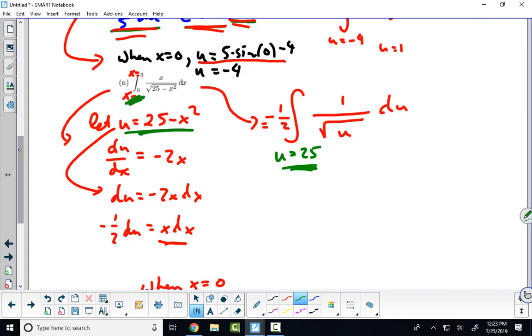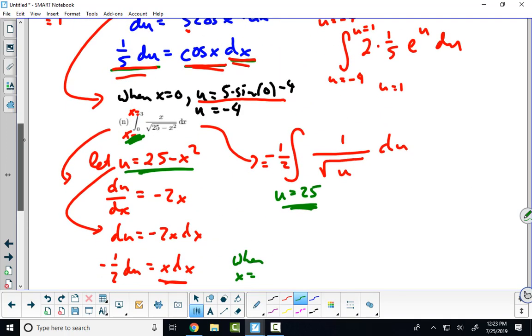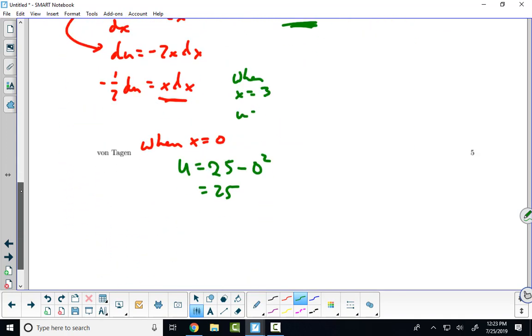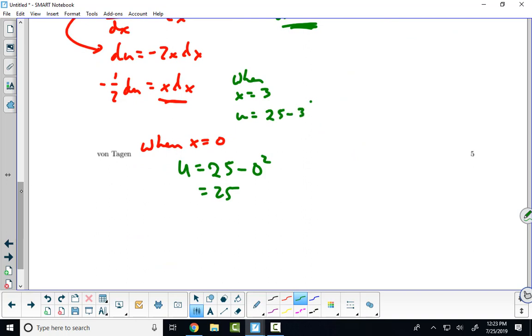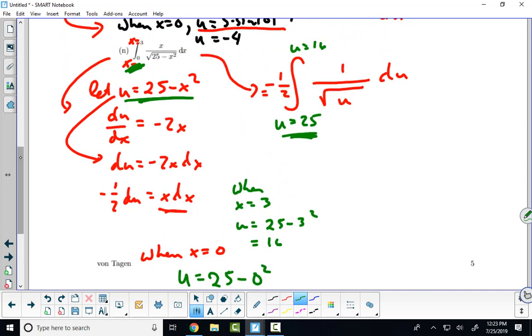Okay, well, nobody has a question. All right, I'll do the other one. When x equals, what was the other limit of integration? 3. u is equal to 25 minus 3 squared. u would be equal to 16. So this is going to go up to u equals 16.